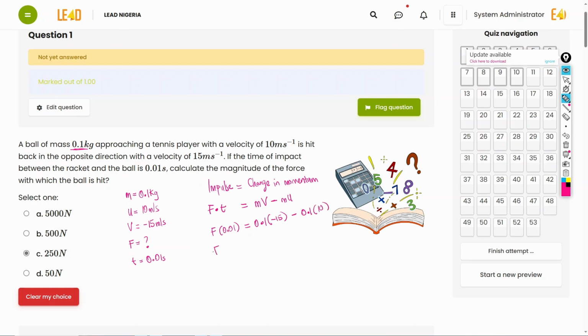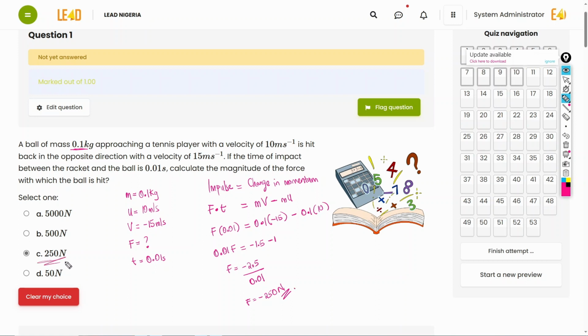So 0.01 F would be equal to negative 1.5 minus 1, right? When you do that, we'll have F be negative 2.5 over 0.01. F would be negative 250 newtons. All right, so the answer is C.